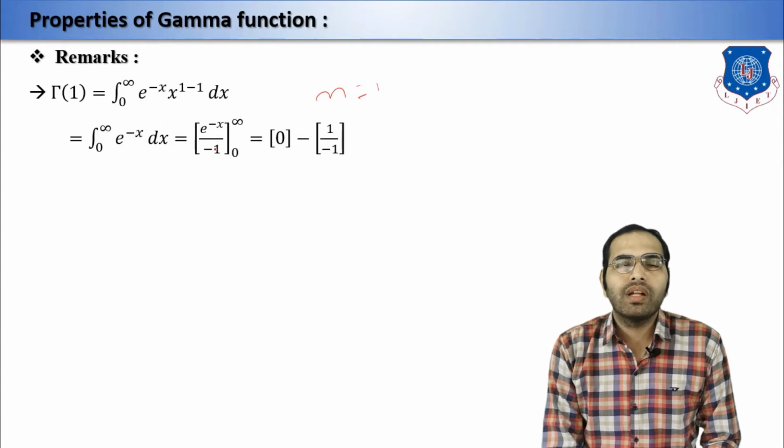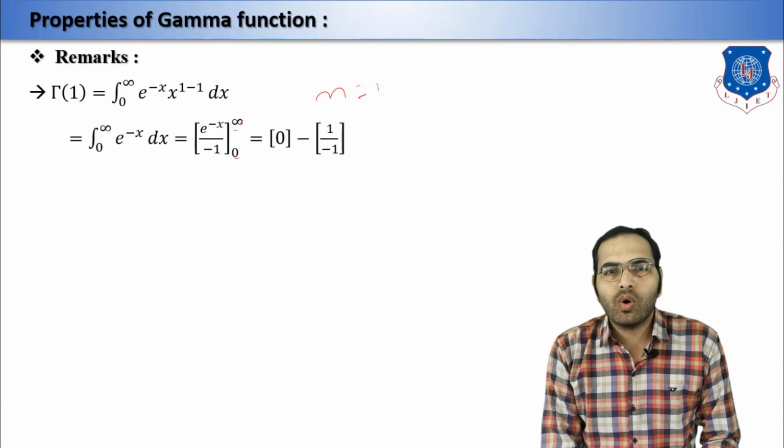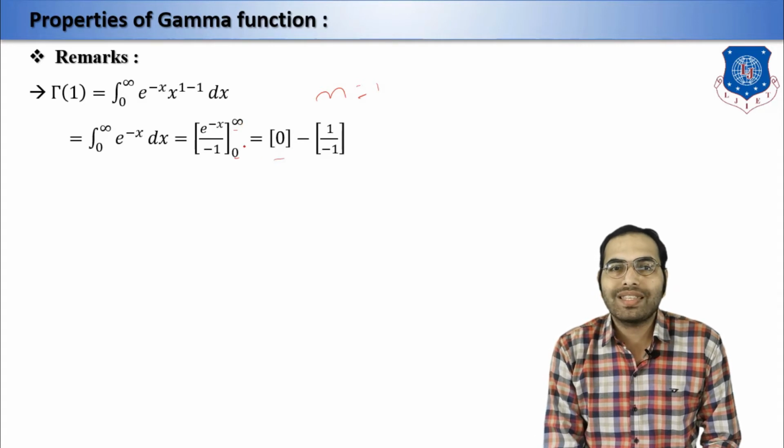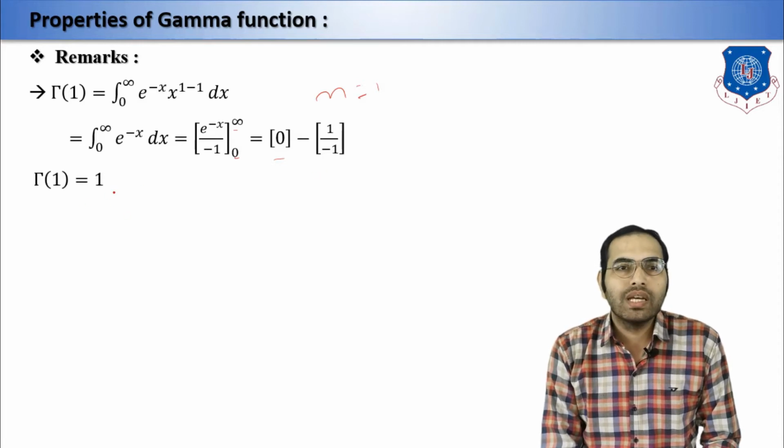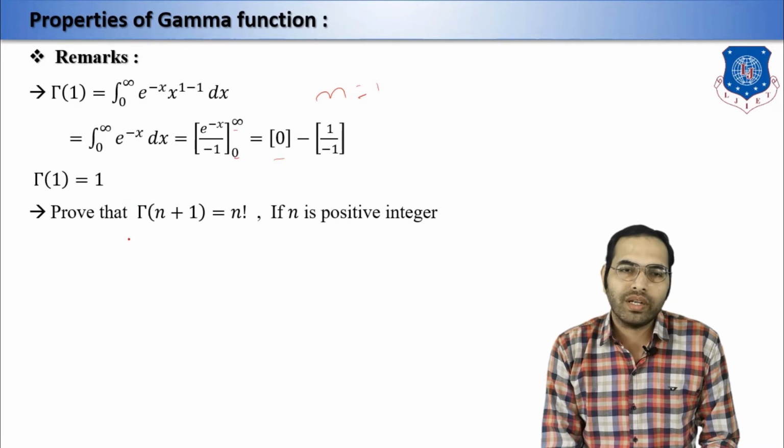The integral of that term is e raised to minus x by minus 1, where x varies from 0 to infinity. Substituting the limits, upper limit minus lower limit, e raised to minus infinity is 0, e raised to 0 is 1, then 1 upon minus 1, minus minus becomes plus, that will be 1. Means gamma 1 equals 1.